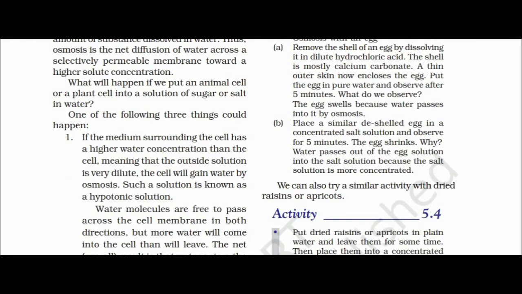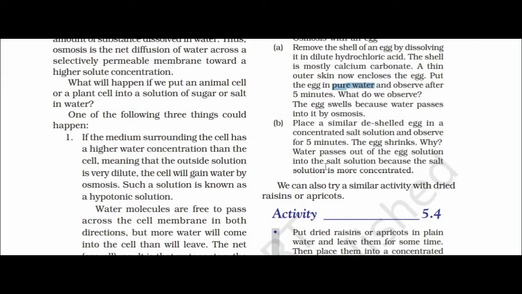The egg shrinks. Why? Water passes out of the egg solution into the salt solution because the salt solution is more concentrated. So what is concentrated here? Since in the second case the salt solution is taken, pure water is not taken. First case, pure water was taken. So pure water means it has high water concentration, but here water passes out of the egg solution into the salt solution because the salt solution is more concentrated. It is more concentrated means water concentration is low, so water passes out.